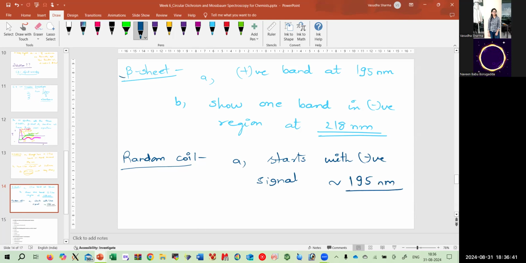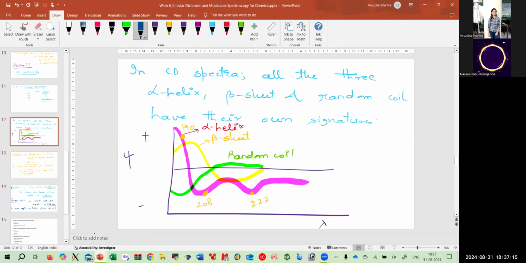Now, if we compare the beta sheet and the random coil, both start at 195 nanometer, but their sign would be different. One has a positive sign and the other has a negative sign. The negative refers to the random coil and the positive refers to the beta sheet. And this also has, in the positive region, a very broad signal around 210 to 230 nanometer. So all these particular structures can be easily defined by their absorbances and the pattern.